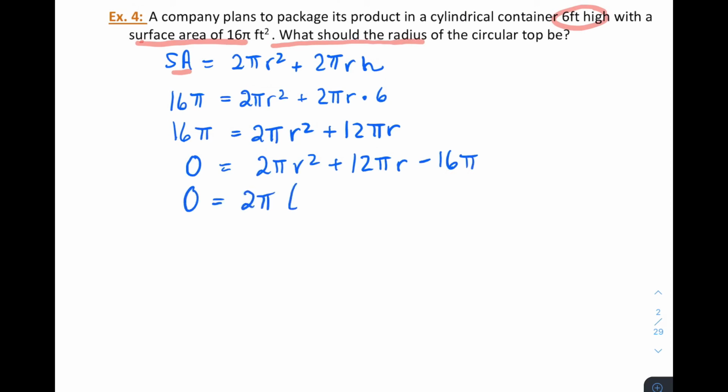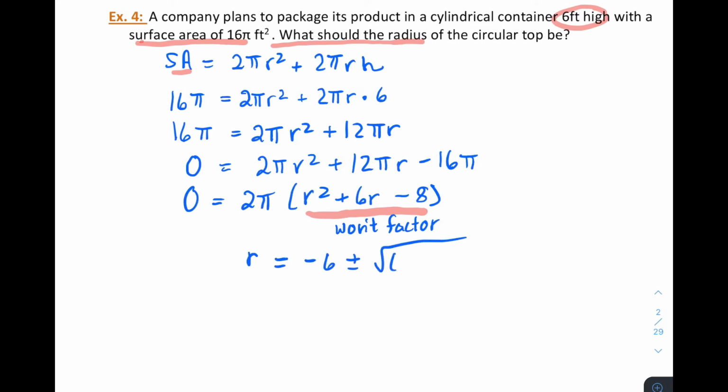Let's see, it's a lot easier if you factor out your common factor of 2 pi, and then we can focus on what makes r squared plus 6r minus 8 equal to 0. That's not going to factor, so we're going to do some quadratic formula. You could do quadratic formula with your pi in there instead of factoring out the 2 pi, but it makes it a lot messier and easier to make mistakes. So I'm going to plug in my coefficients into my quadratic formula.